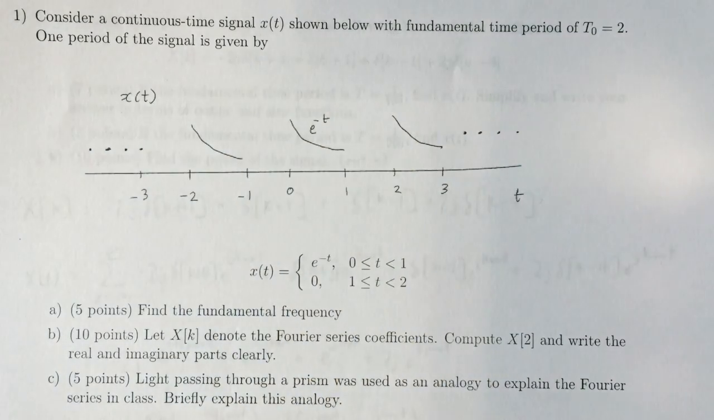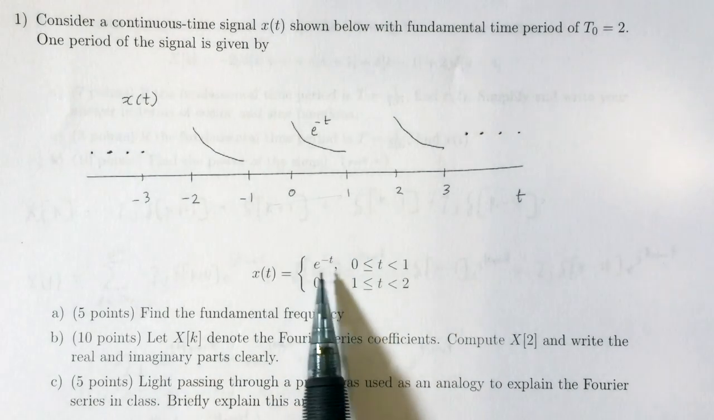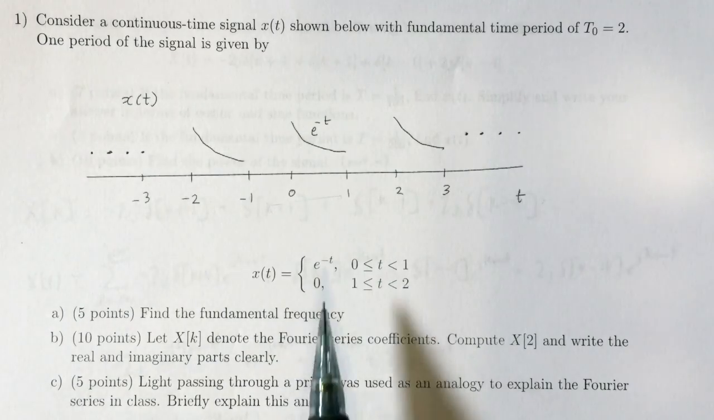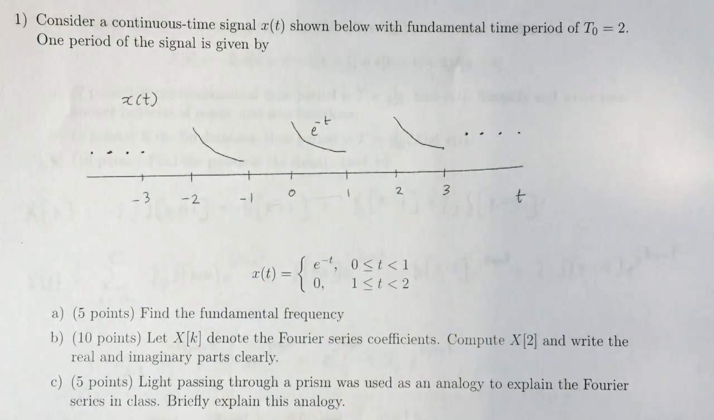Consider a continuous time signal x of t shown below with fundamental time period T naught equals 2. There's a sketch of the graph of the function right here, e to the negative t from 0 to 1, and then 0 between 1 and 2, as you can see, and it just repeats.